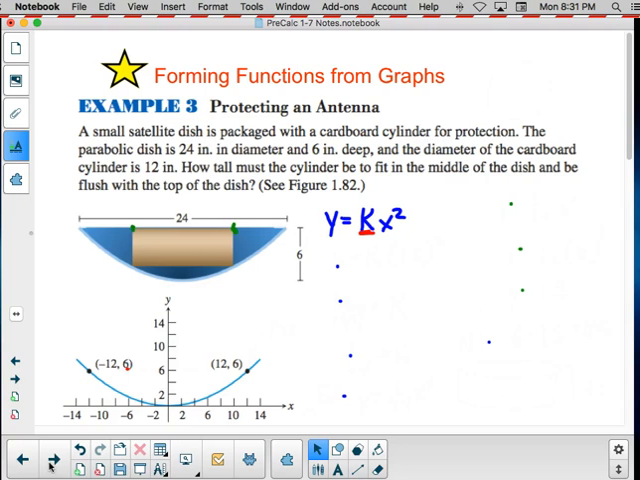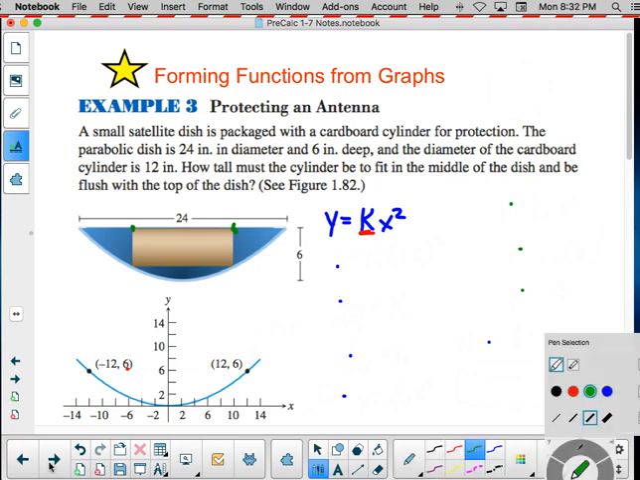top of the dish? Well, what they're saying is I've got this cylinder, okay? This cylinder's inside my dish. My dish is 24 inches in diameter. This cylinder is 12 inches in diameter from here to here. They want to know its height inside my dish here. They want to know my height.